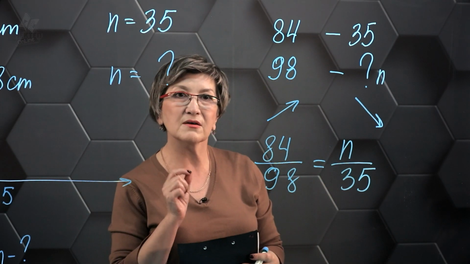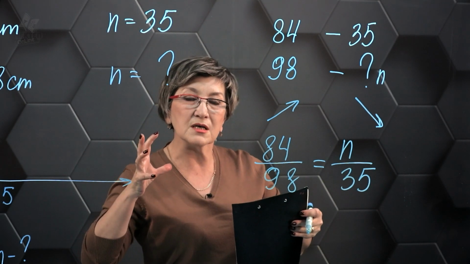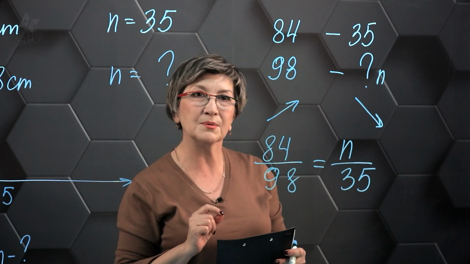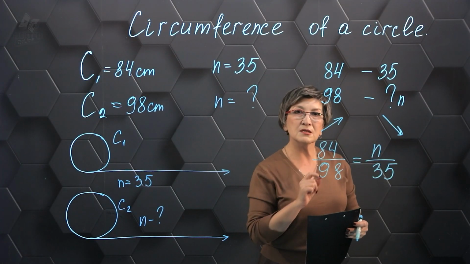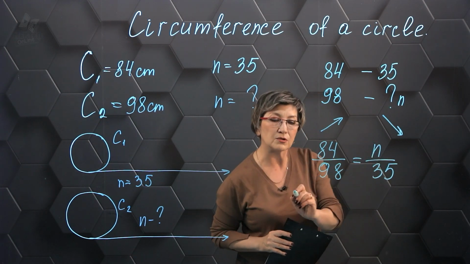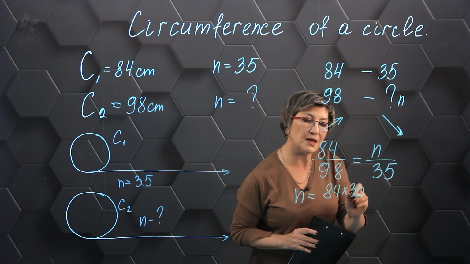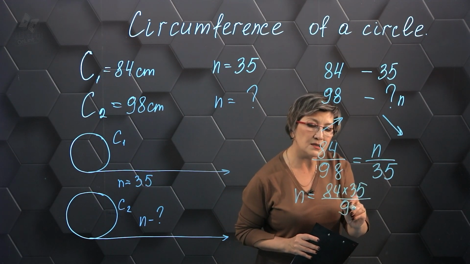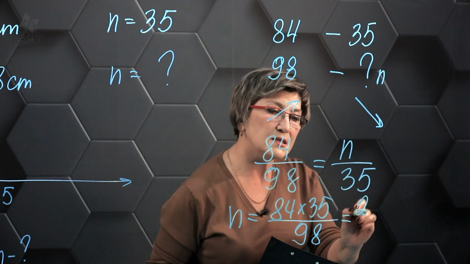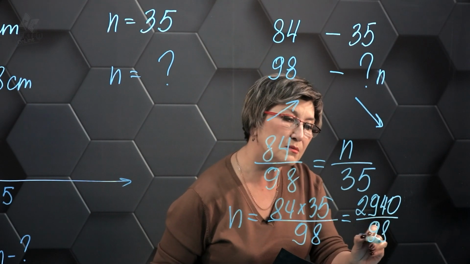But be careful when making proportions. If the length of the circle increases, the number of turns will decrease. And this is an inverse proportionality. Using the basic property of proportion, find the number of turns: n equals 84 times 35 divided by 98. 84 times 35 is 2,940, divided by 98 equals 30.